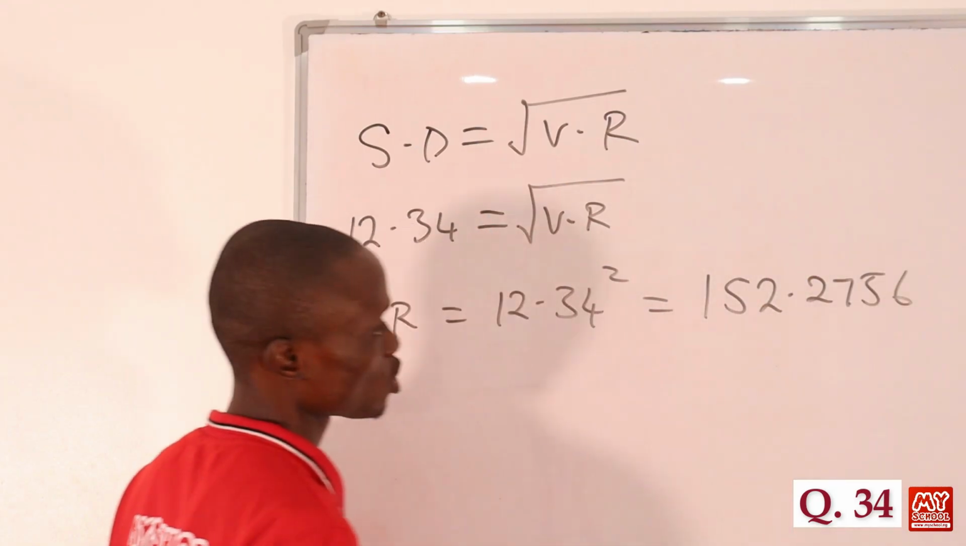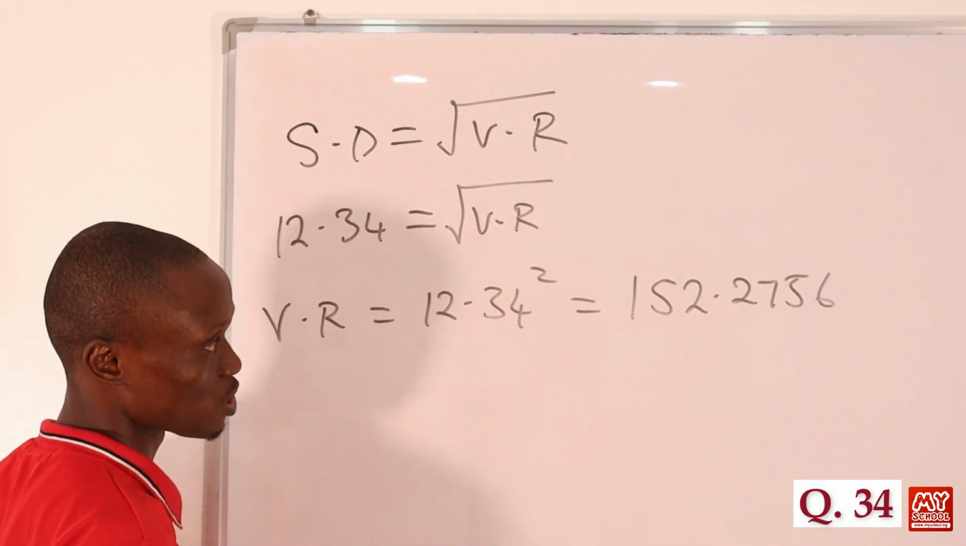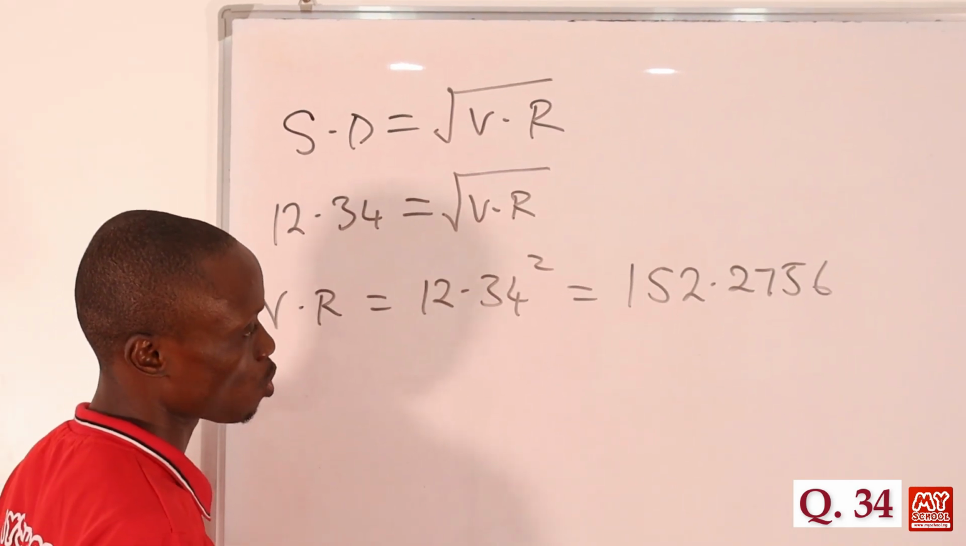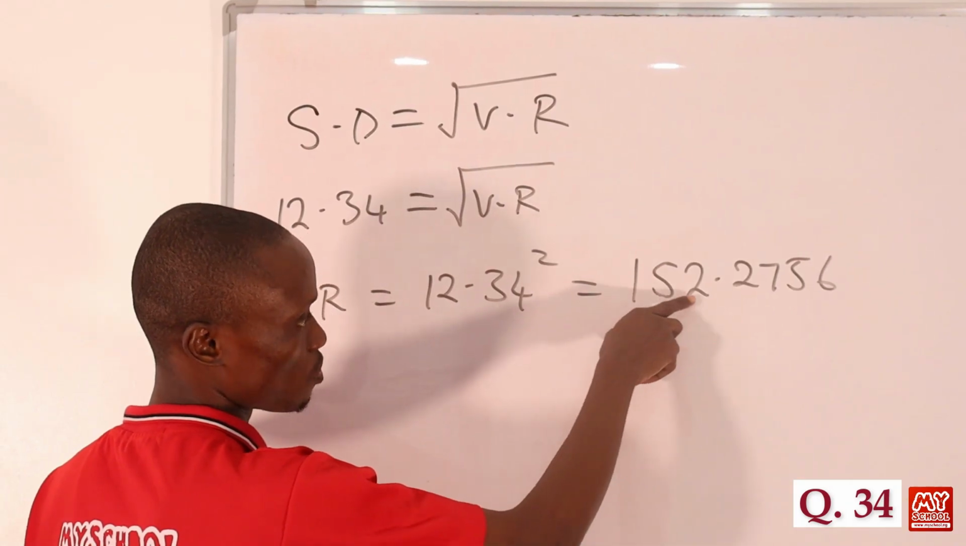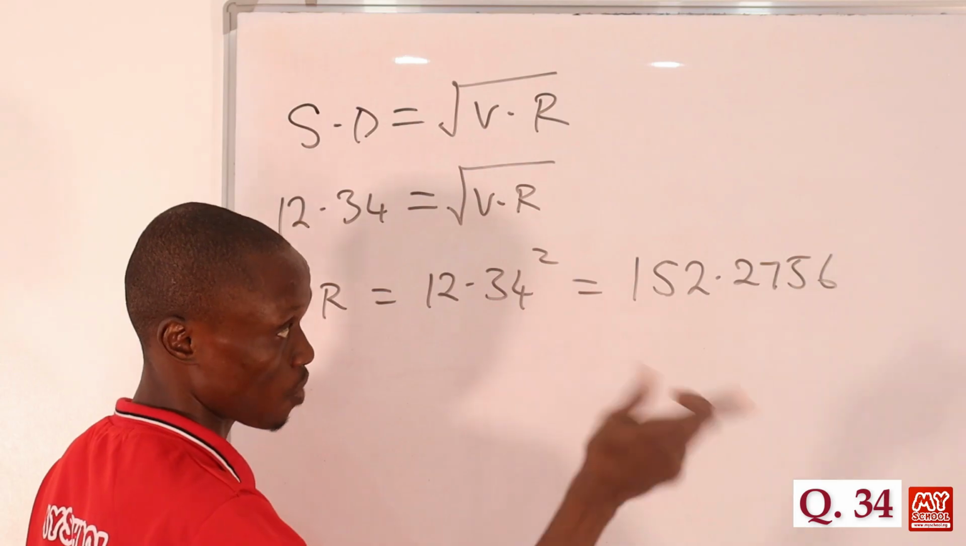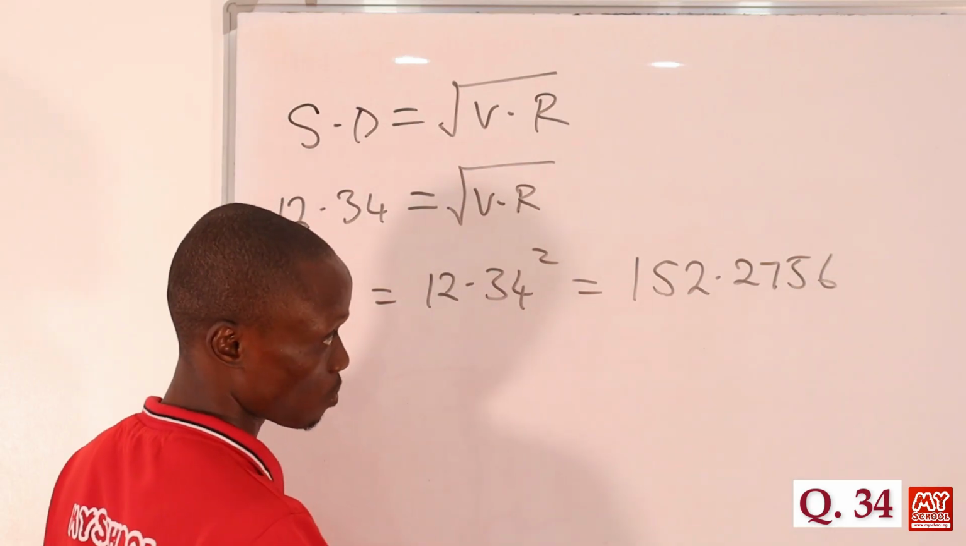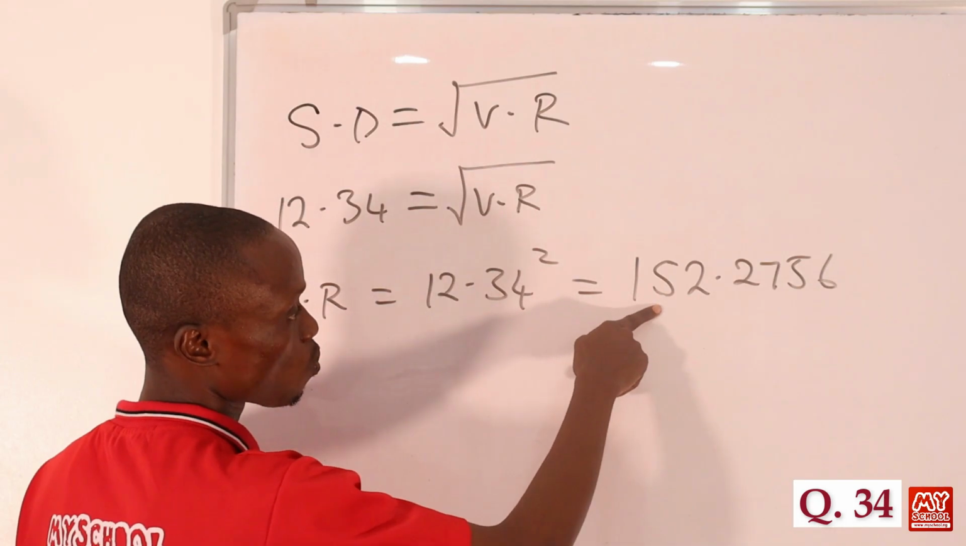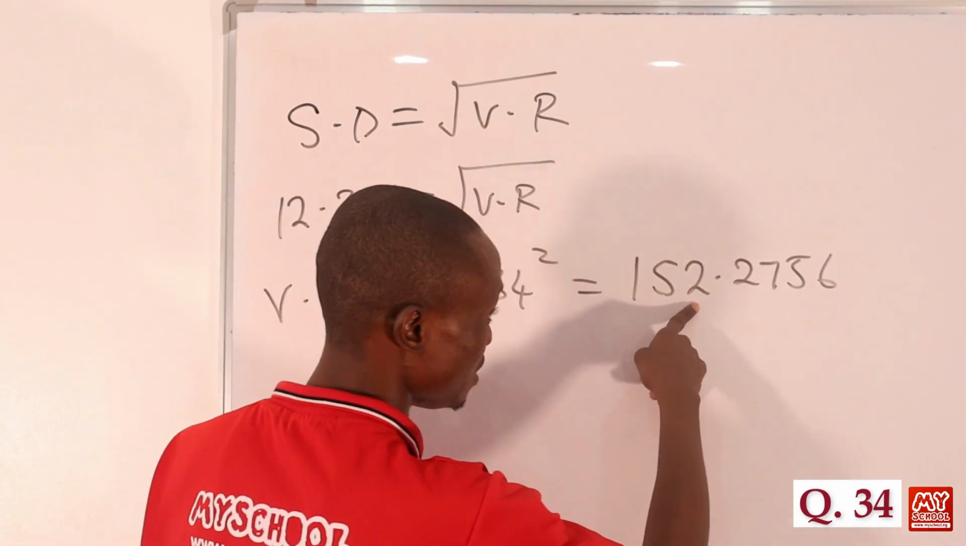152.2756, right? But in this question, we are asked to correct it to the nearest whole number. So to the nearest whole number will be equal to 152. Now remember that the number after the decimal point is not up to 5, so in that case, we are going to round it down to 0. So at the end of the day, we'll be having 152 to the nearest whole number.